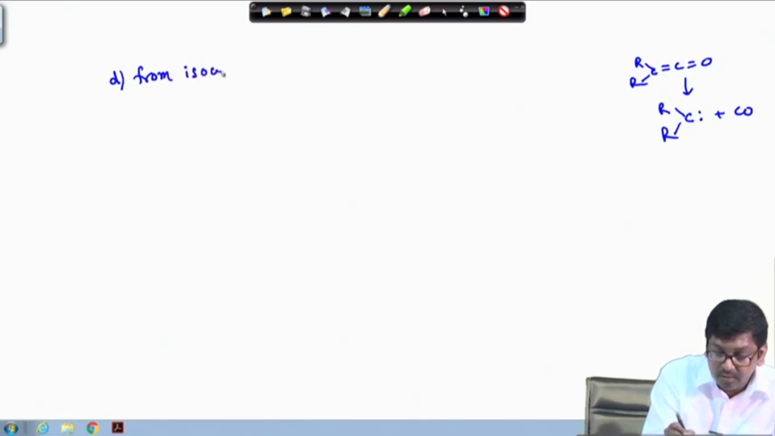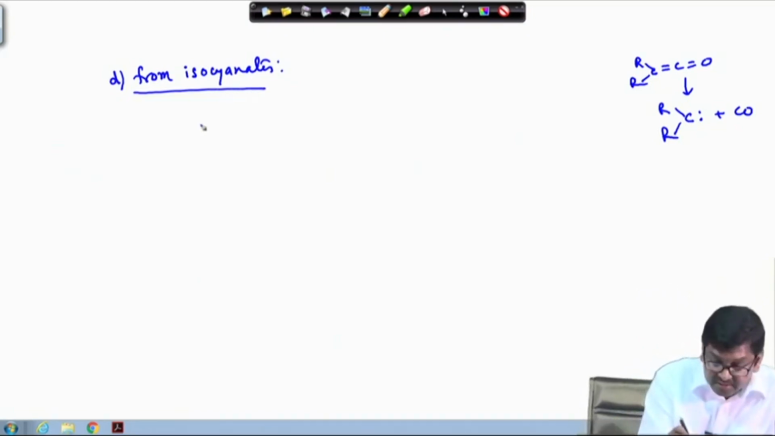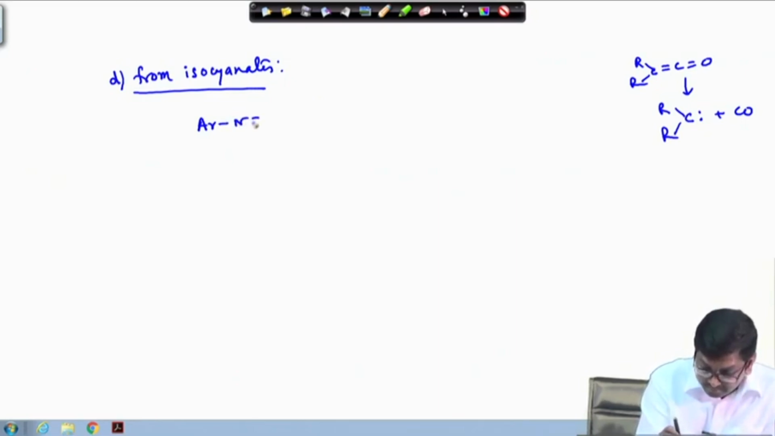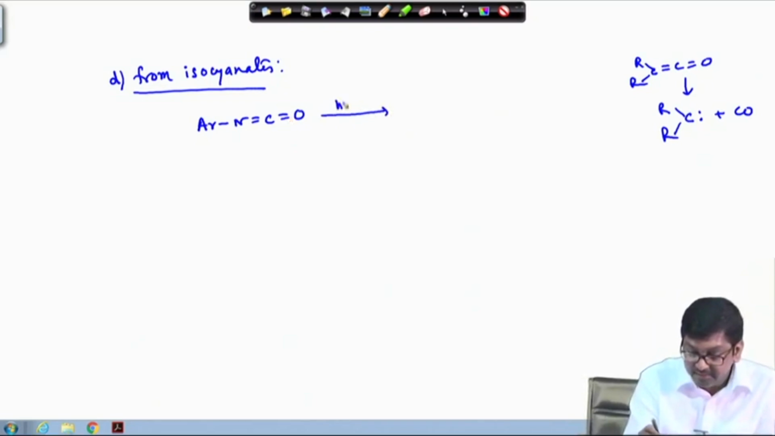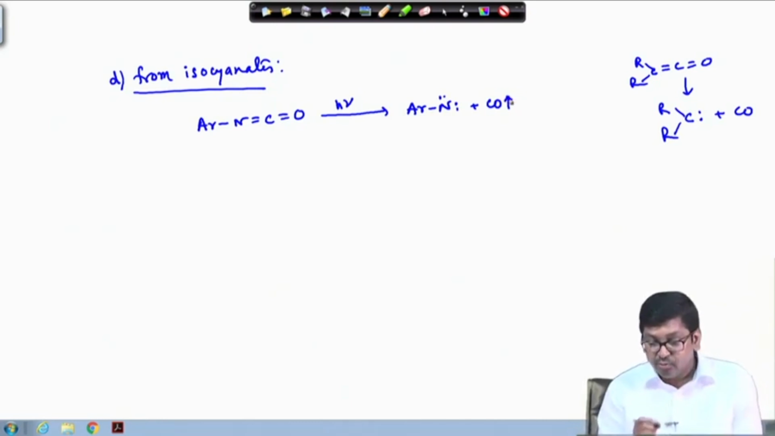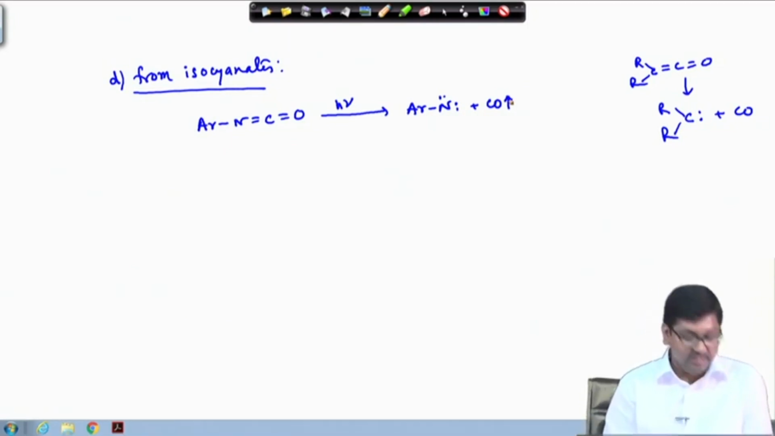From isocyanates. Okay. So, if you think about the ketenes, then isocyanate is this. Under photochemical irradiation, this will give the corresponding nitrene plus carbon monoxide elimination. And the nitrene will be generated here in a similar or analogous way of generating carbene from the ketene. Here also in similar conditions, this will be giving the required nitrene species.